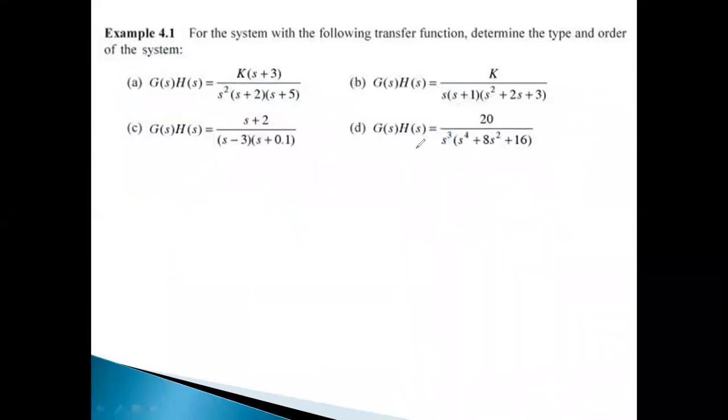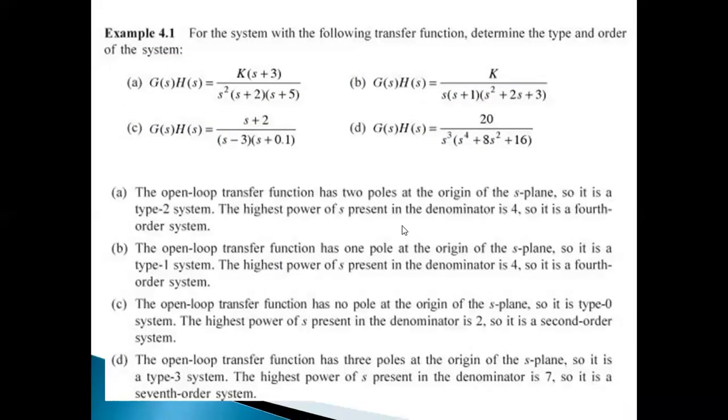Simply note down. The open loop transfer function has 2 poles at the origin in the first case, so it is a type 2 system. The highest power of s present in the denominator is 4, so it is called a fourth order system. First case, second case, third case and fourth case: type 2, type 1, type 0, type 3. These are the answers.